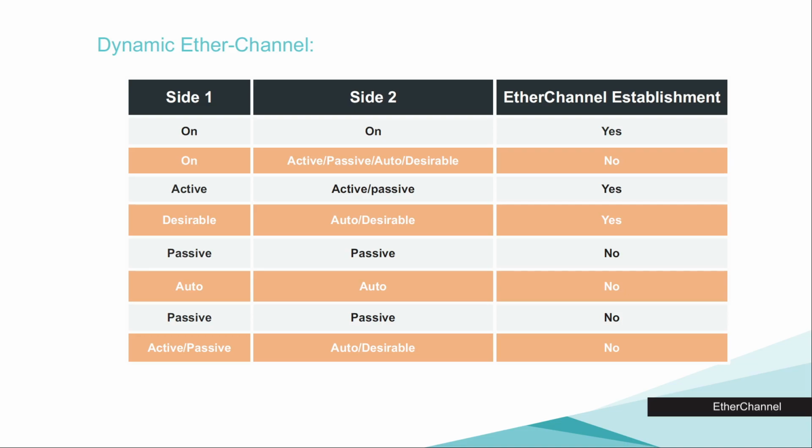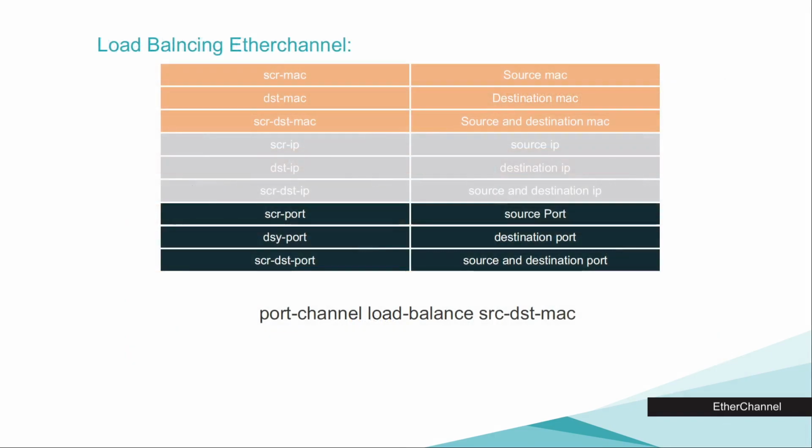If we would like to configure LACP, the Link Aggregation Control Protocol, one side should be active, and the reason for that is because the active side will actively ask the other side to become an Etherchannel. Same thing for PAgP, the Port Aggregation Protocol: desirable will actively ask the other side to become an Etherchannel, but passive for LACP will wait passively for the other side to ask to become an Etherchannel. Same thing with auto.